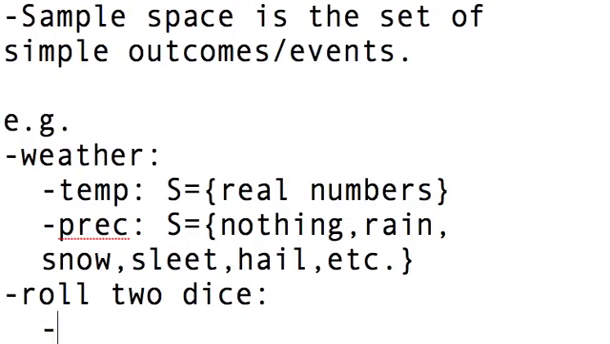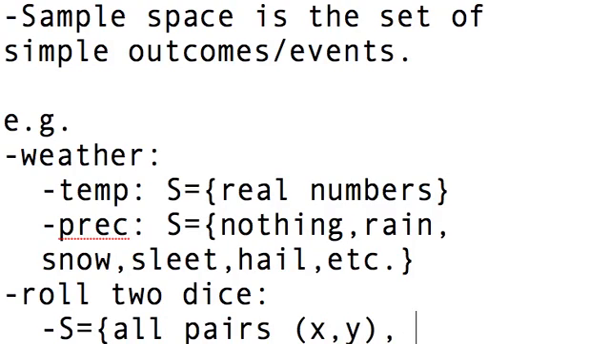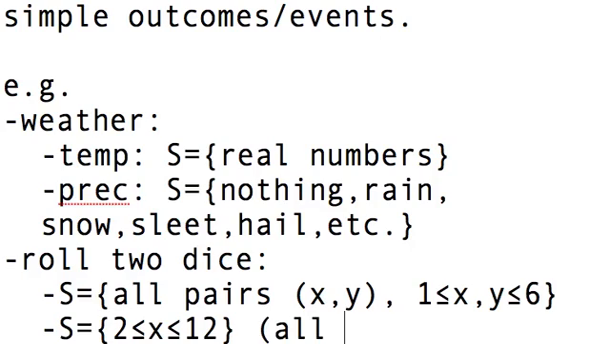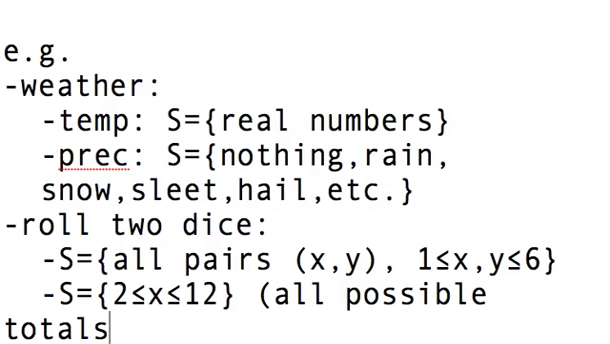What possibilities are there? If we're looking for the actual numbers that come up, we might be looking for the sample space to be all pairs XY with X and Y between 1 and 6. That would be literally the rolls that come up. But S could be numbers that are between 2 and 12.